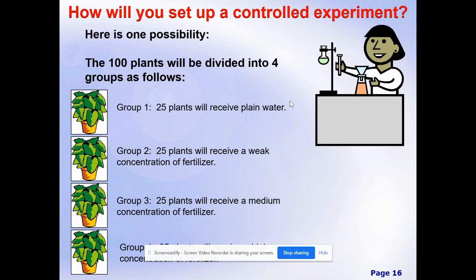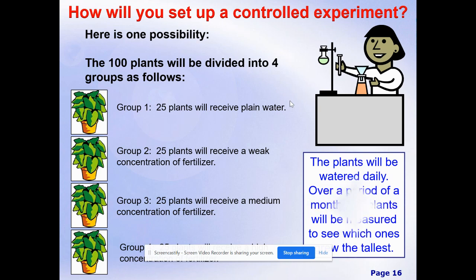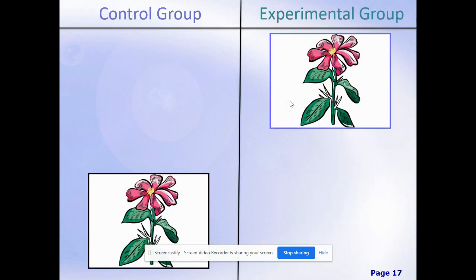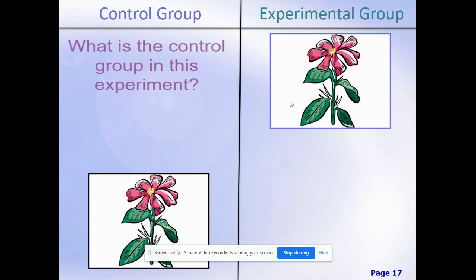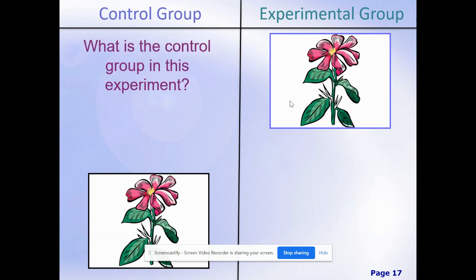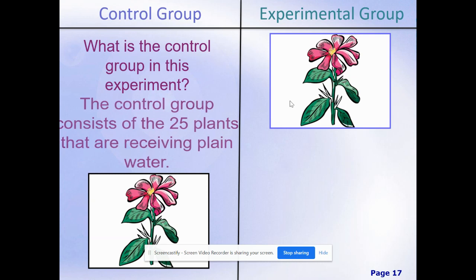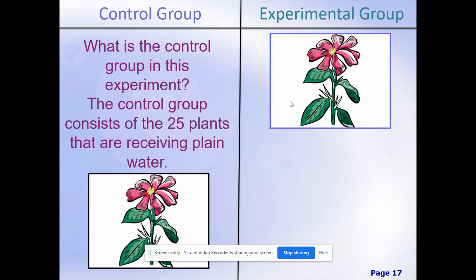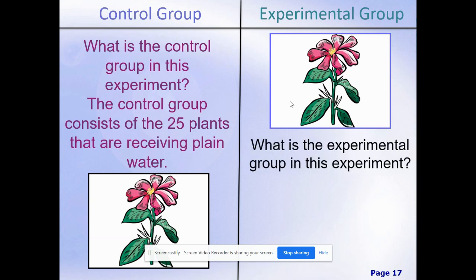So let's break down our experiment. All plants will be watered daily. Over a period of a month, the plants will be measured to see which one grows the tallest. So let's break down the experiment. What is the control in this group? So the control, remember, is the thing that does not change. So what group do you think will be the control? The control group will be the 25 plants that are receiving the plain water.